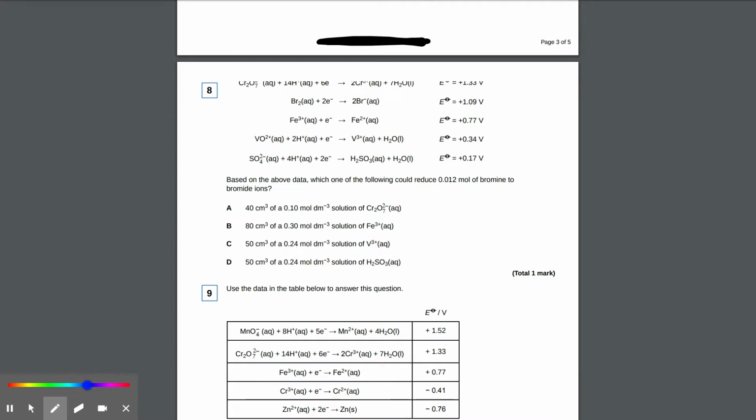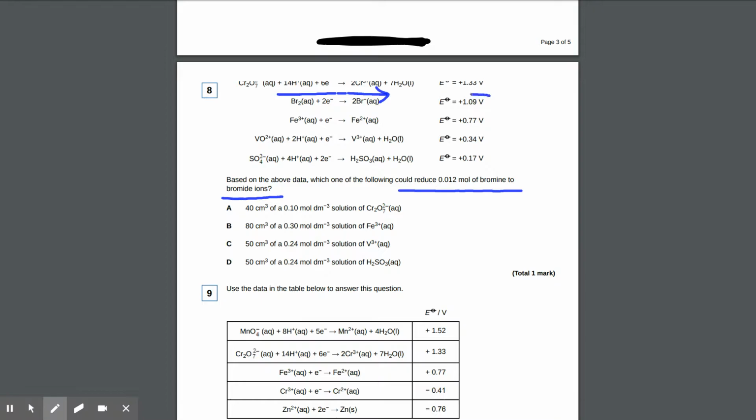Okay, so question 8 this time. Again, looking at electropotentials, asking us to evaluate the reduction of bromine to bromide ions. So if we identify that reaction in the first instance, we can see that the equation that we're looking for is this one here, the second one in the equation list. And that is the reaction that is going to need to go in the forward direction.